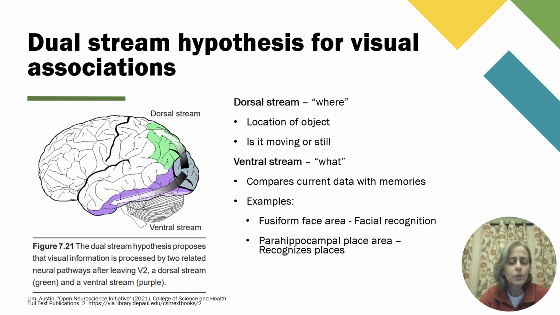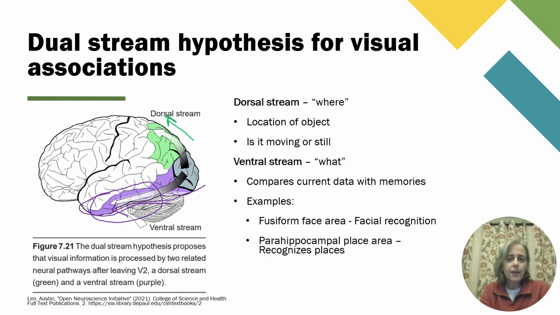So this dorsal stream is where we are checking in with some other areas of the brain to help us get a concept of where an object is. So what is its location? Is it moving, or is it still? The dorsal stream seems to be important for that. And then the ventral stream, which is coming down, and look at this, going right into the temporal lobe, is more of the what.